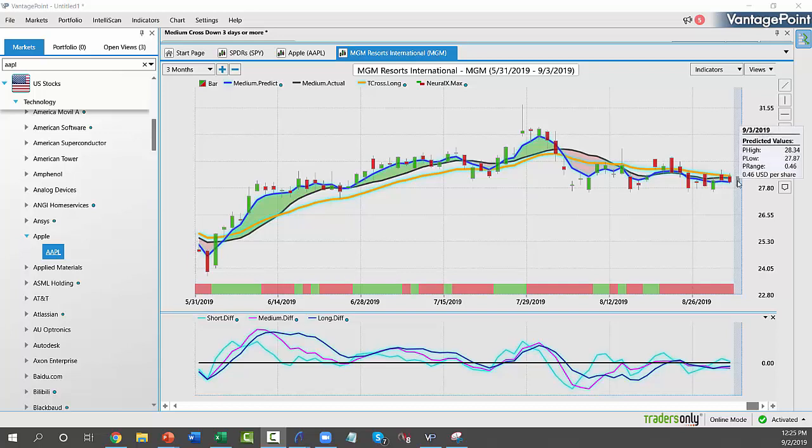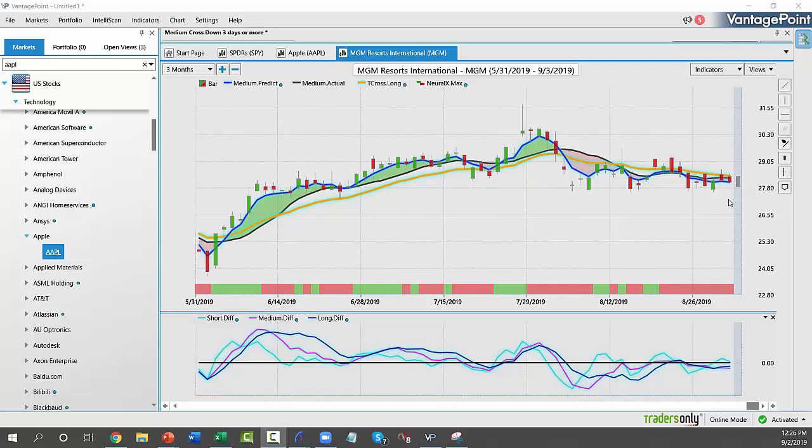So Vantage Point at the end of the trading day compiles all the data and makes a prediction for the current session. This gray price bar is predicting what the predicted high and low for MGM is going to be in the next trading session. And they publish that it's about 86% accurate, and in our trading, we found that to be true.